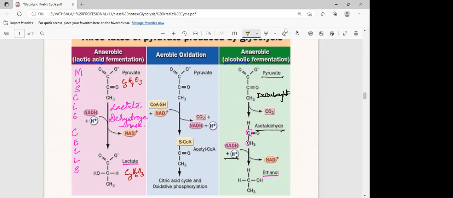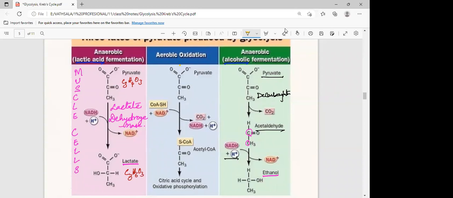Anaerobic respiration, lactic acid. In the presence of lactate dehydrogenase, it takes the NADH and it is oxidized here. NADH is not reduced. Whatever NADH was formed during glycolysis is utilized. Dehydrogenase means removal of H from NAD. Utilizing that, they form lactate, C3H6O3.